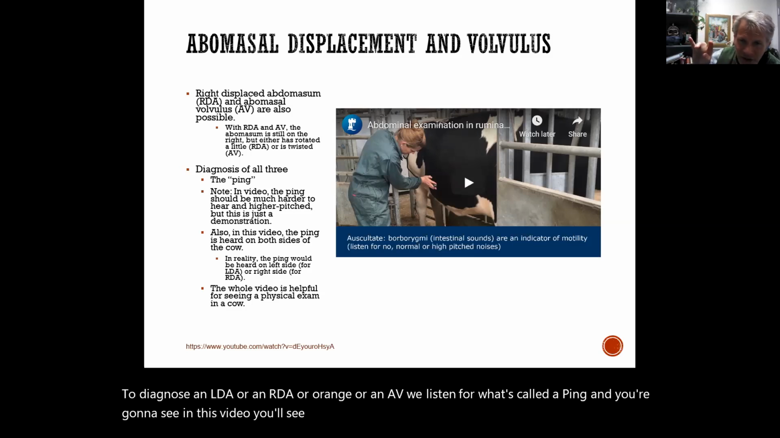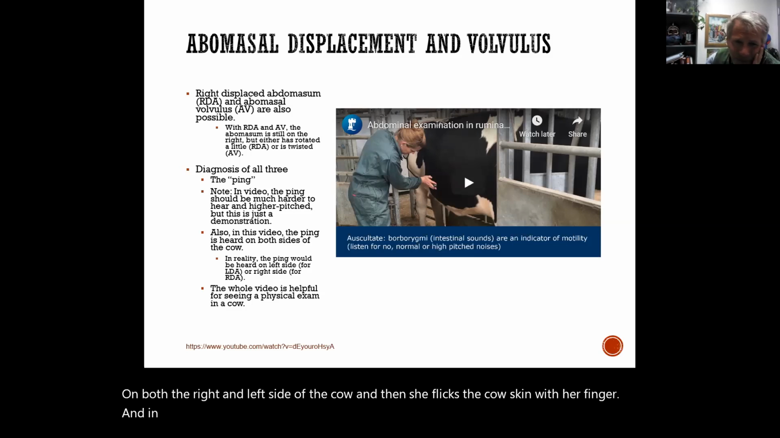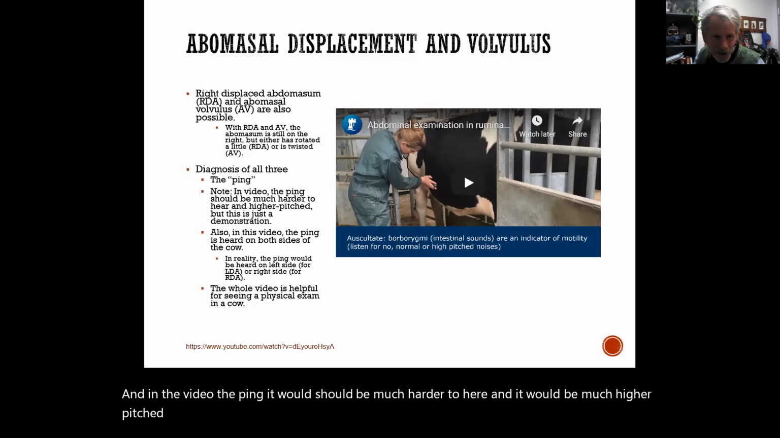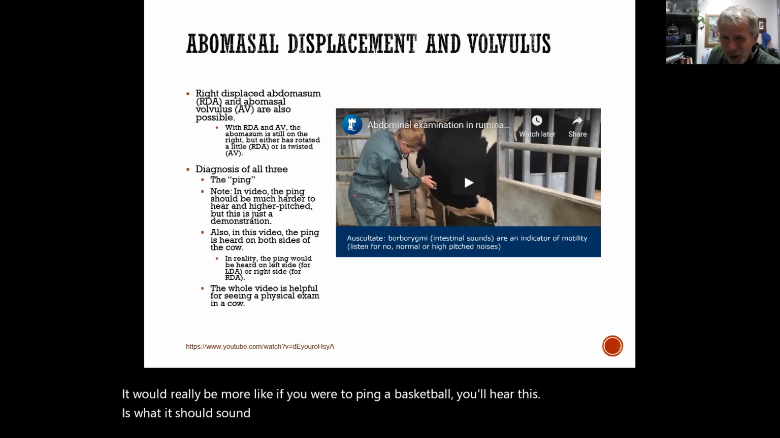She places the stethoscope on both the right and left side of the cow, and then she flicks the cow's skin with her finger. And in the video, the ping should be much harder to hear, and it would be much higher pitched. This sounds like some sort of a Chinese gong. It would really be more like if you were to ping a basketball, you'll hear this ping, ping, is what it should sound like. Also, in this video, the ping is heard on both sides of the cow.